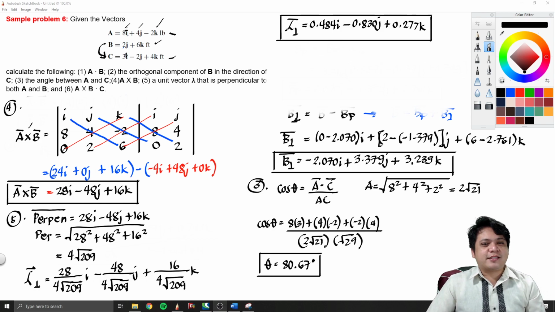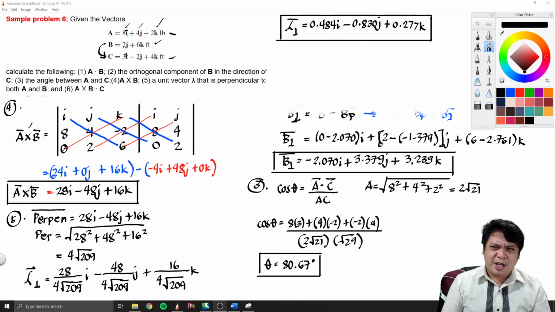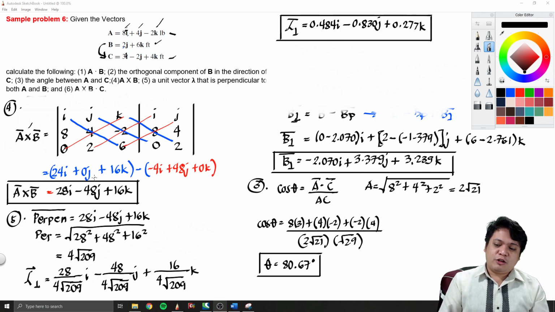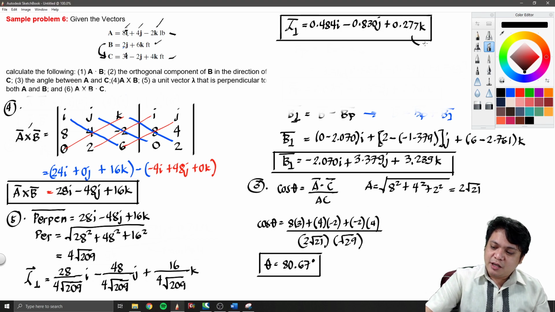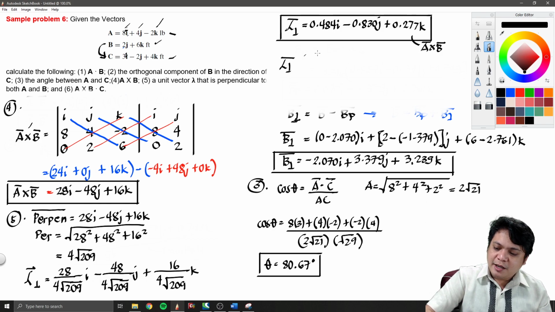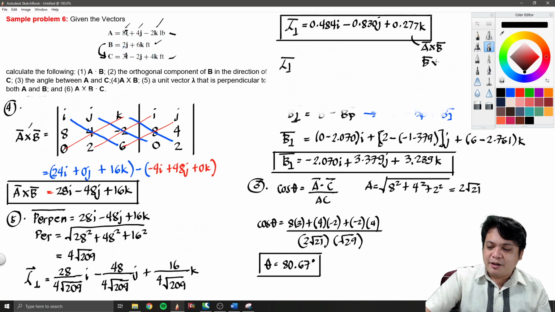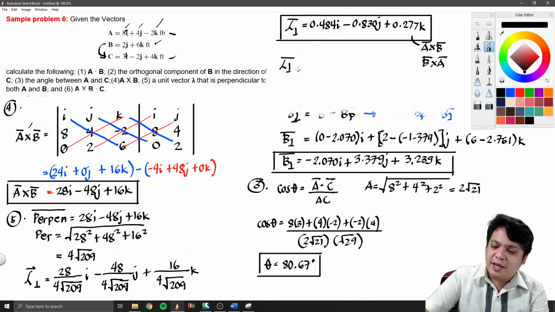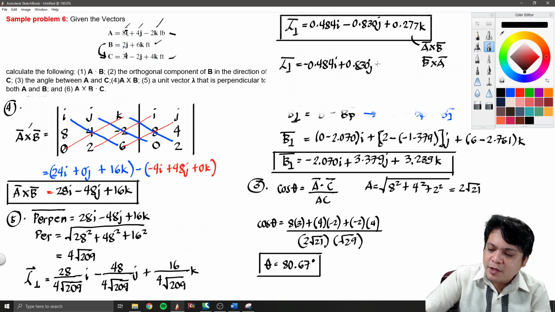Since it can be B cross A or A cross B, it can point upward or downward. This one is actually A cross B. It can also be B cross A, but the sequence differs, and the result just becomes negative. So it can also be negative 0.484 of i plus 0.830 of j minus 0.277 of k.